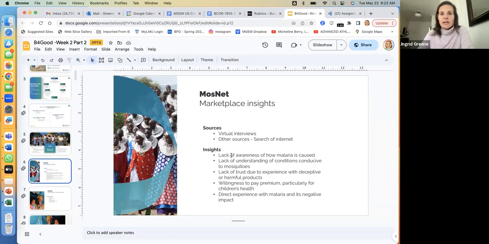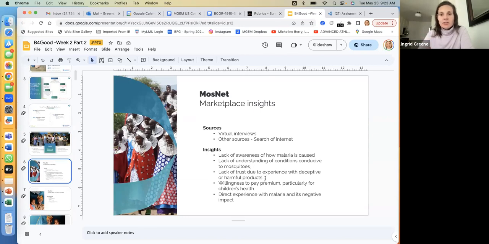Here for the mosquito net example, they have a lack of awareness of how malaria is caused. People just don't really understand how they get malaria. Education for us in the developed world, it's very simple to understand, but for them, they might be confused or just not have the right information. There's a lack of understanding of conditions conducive to mosquitoes. They don't realize that having dirty water or fruit laying around, decaying food and things like that might cause the mosquitoes to come into the house.